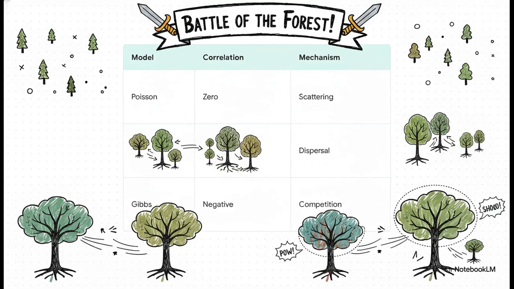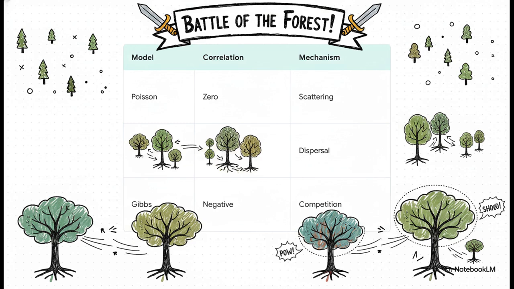And hey, the environment isn't the only thing shaping our forest. The trees themselves are actively interacting with each other in what we can basically call the battle of the forest. Biology actively fights against mathematical randomness, and this cheat sheet breaks down exactly how that works. Right at the top, we have our Poisson model. That represents zero correlation, just independent scattering.